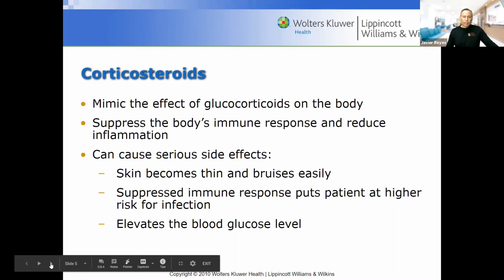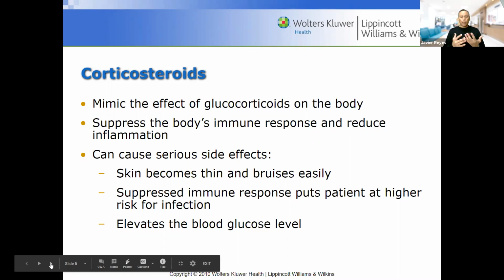So if you have, let's say, rheumatoid arthritis, if you recall, it is an autoimmune disorder. When your body attacks itself, it causes an inflammatory response, meaning there's going to be increased blood flow to a certain part of your body, either your joints or any other part that is being attacked by itself. Corticosteroids will suppress that response and reduce the inflammation, especially more visibly if you have an arthritic person.